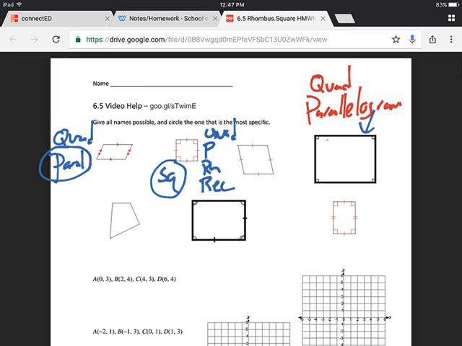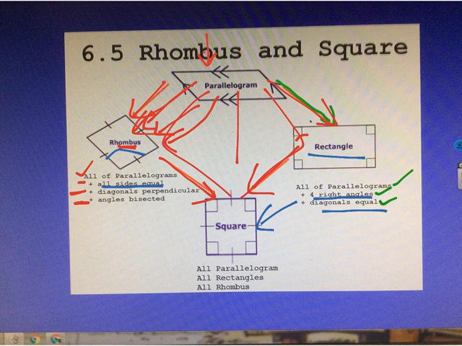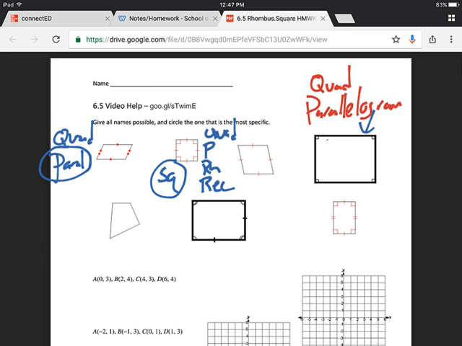But now, is it a rectangle? A rectangle says it has to have four right angles or the diagonals are equal. So is it a rectangle? Yes, it is. It's a rectangle. Now, it's not a rhombus, so it can't be a square, so it has to be a rectangle. That's it. Okay?